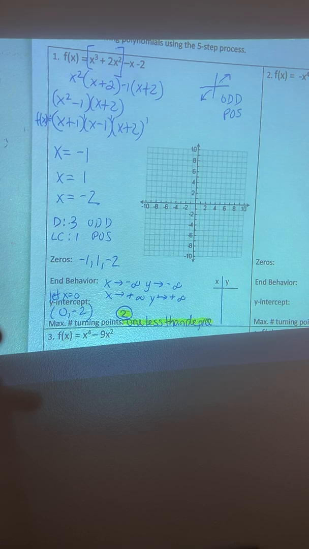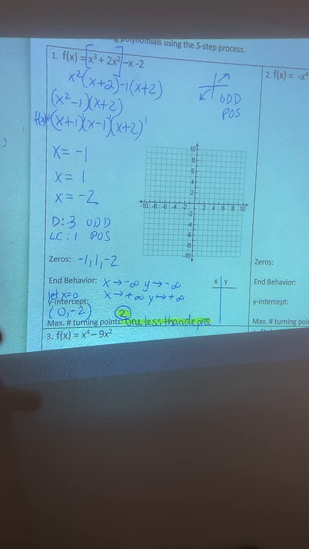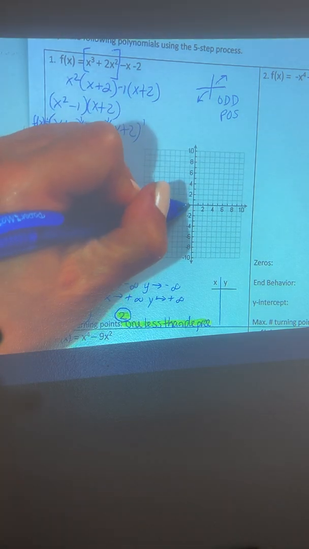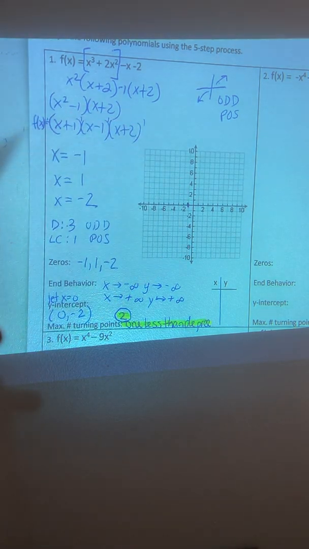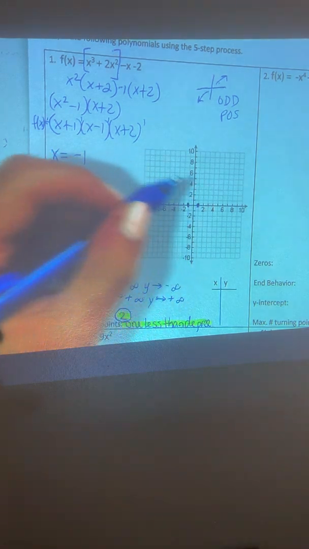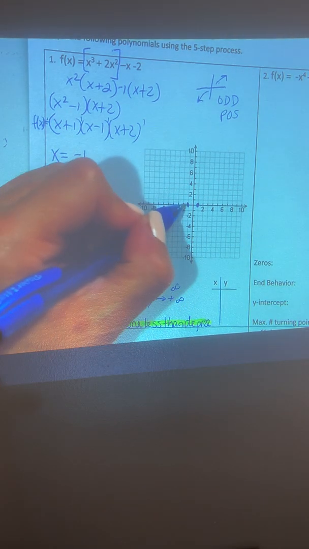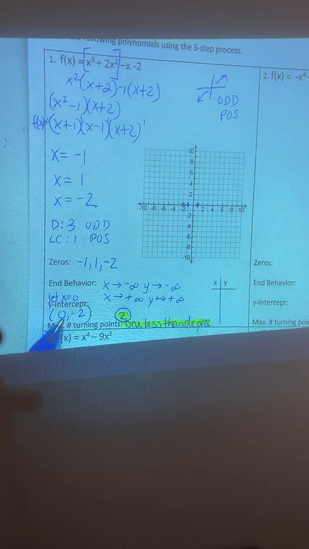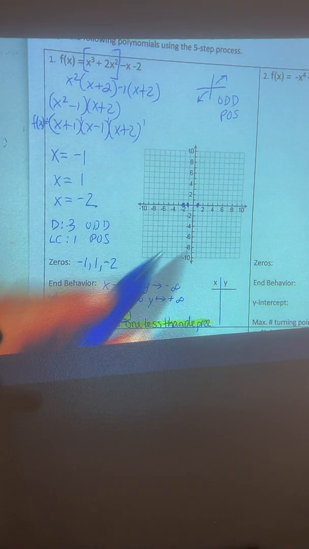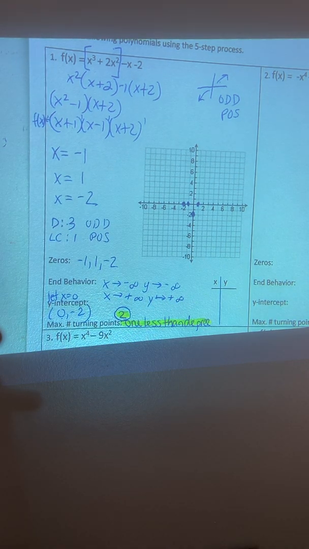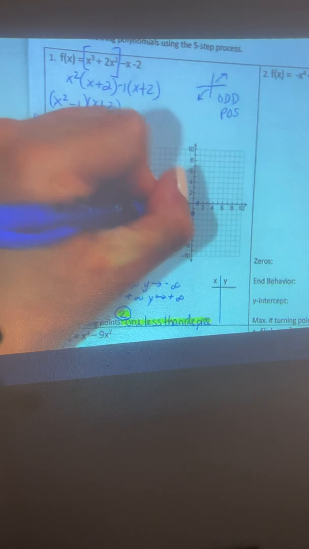So now, what am I doing here? I got a graph. How am I using it? I'm going to plot these zeros. I'm going to plot a -1. I'm going to plot a +1. I'm going to plot a -2. I'm going to plot the y-intercept 0, -2. All right, great. So I have these 4 points plotted.